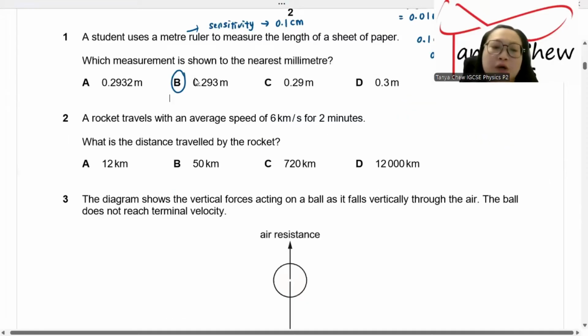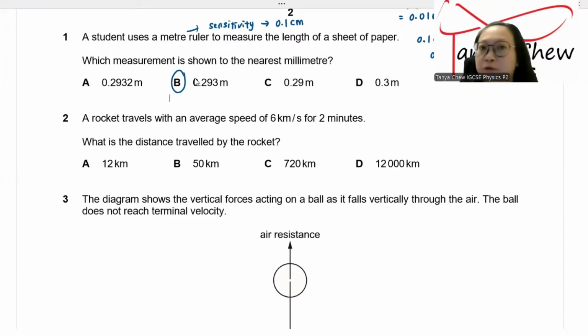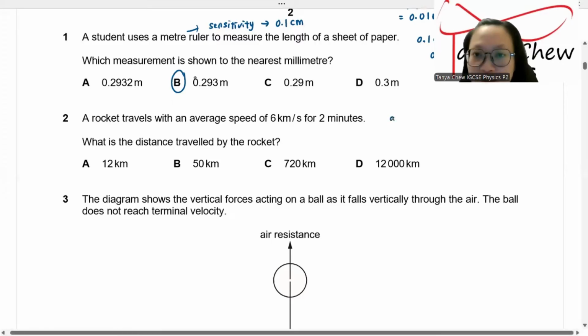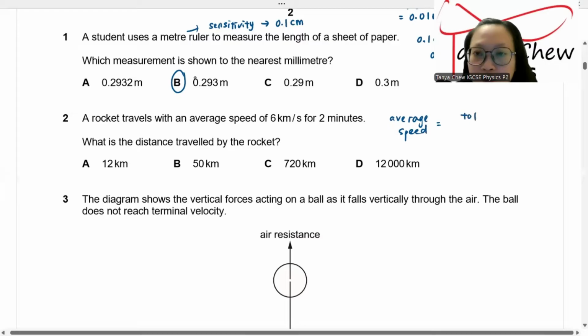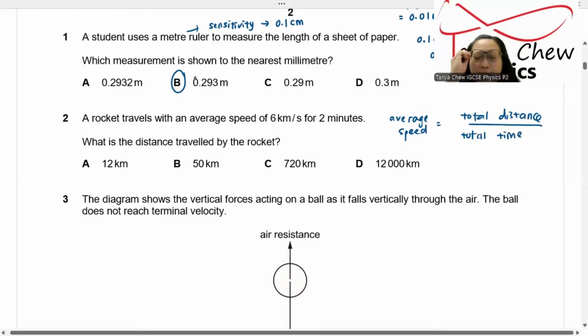Now, the second question. A rocket travels with an average speed of 6 kilometers per second for 2 minutes. What is the distance traveled by the rocket? Whenever you talk about a distance, I would strongly suggest you write down the equation for the average speed. Average speed is equal to total distance divided by total time. Average speed is given as 6 kilometers per second.